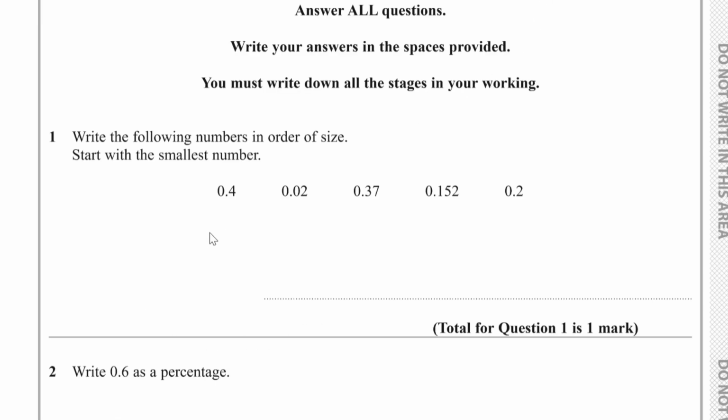Question number 1. We have to write the following numbers in order of size. Start with the smallest number. We've got a list of numbers here: 0.4, 0.02, 0.37, 0.152 and 0.2. What we can do is write each of these numbers to 3 decimal places, because the 0.152 is written to 3 decimal places, and then we can compare.